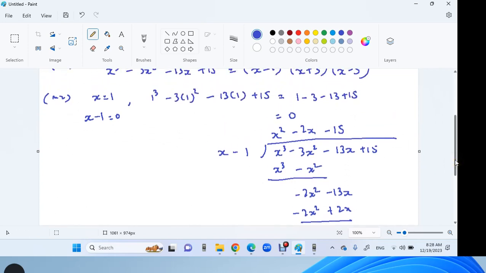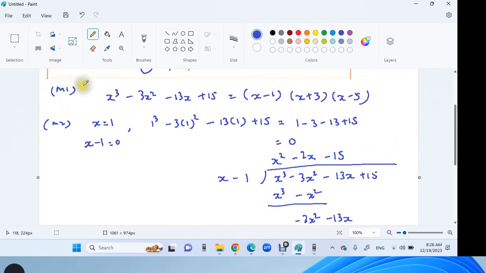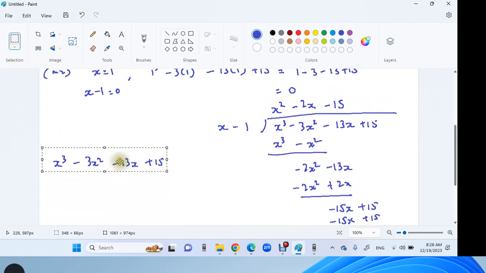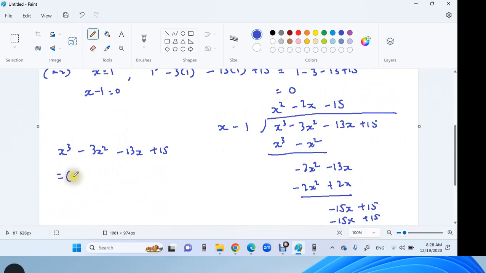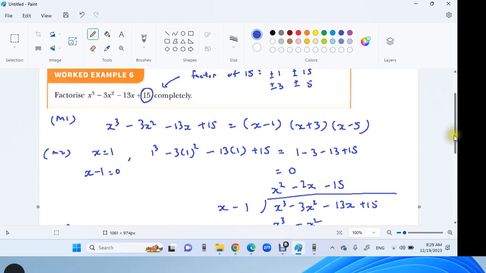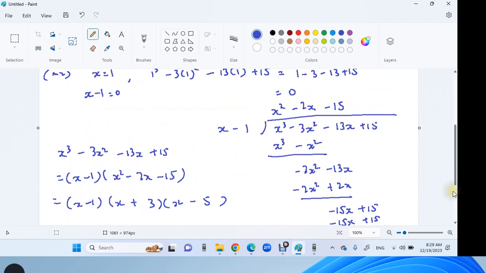So that means this equation is equal to x minus 1 and then x squared minus 2x minus 15. And this one I can factorize. We have x, 3, 5, minus 5 plus 3 equals minus 2. So x minus 5, x plus 3. So the factors are x minus 1, x plus 3, x minus 5. So this is the solution.